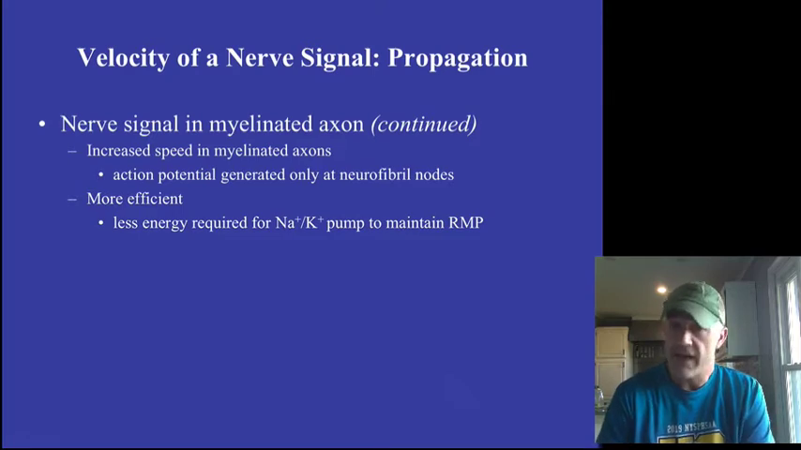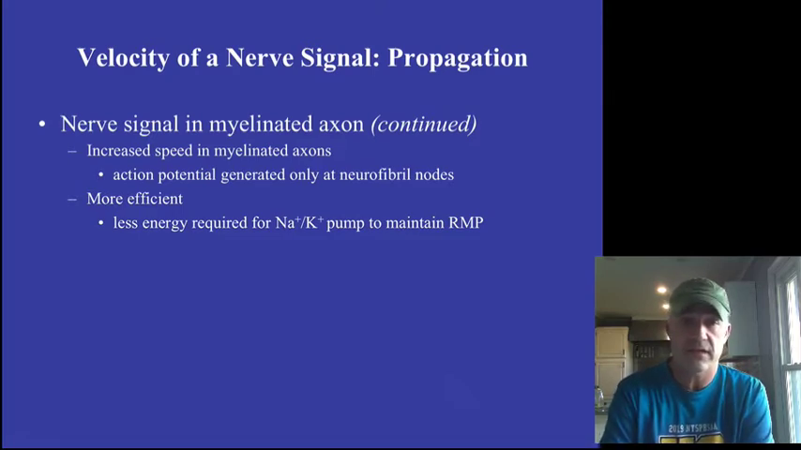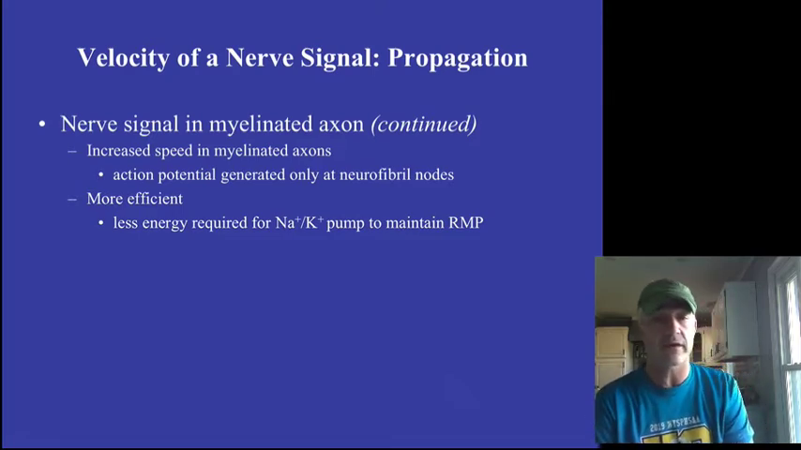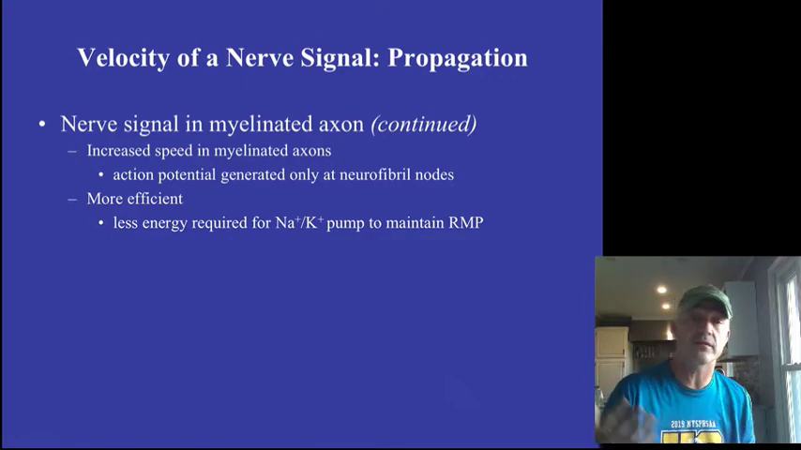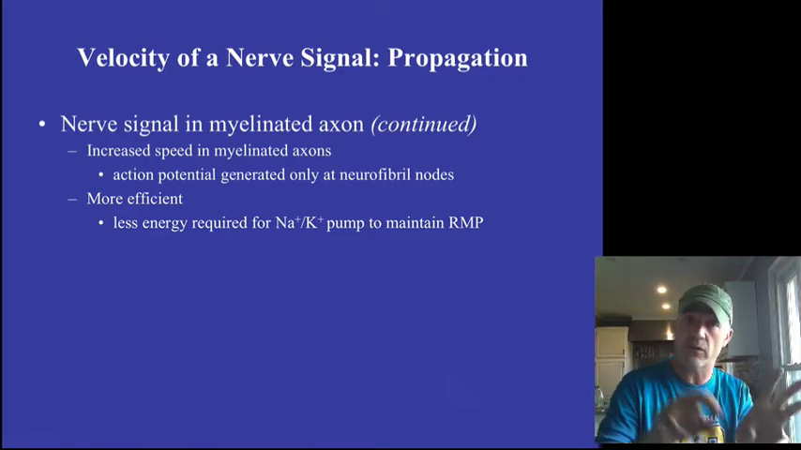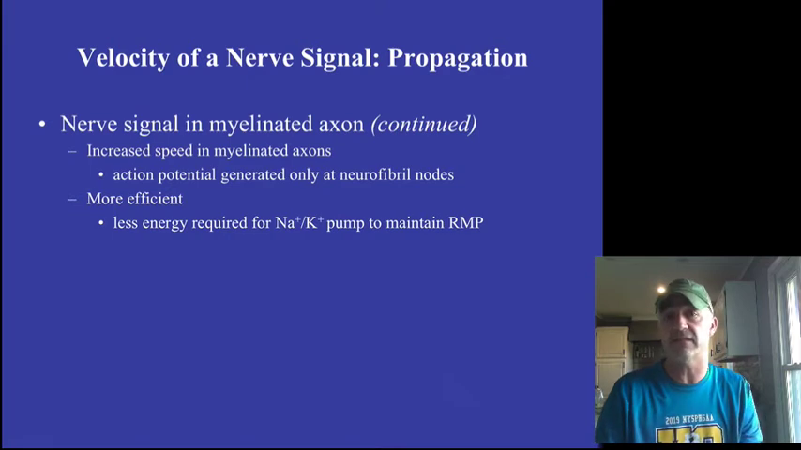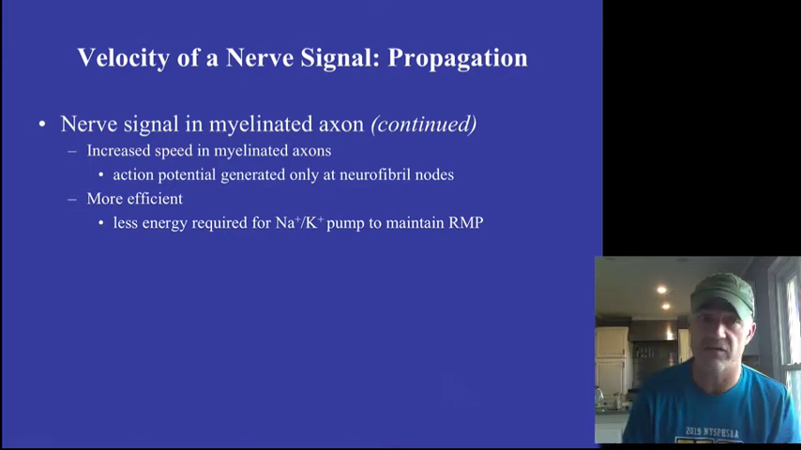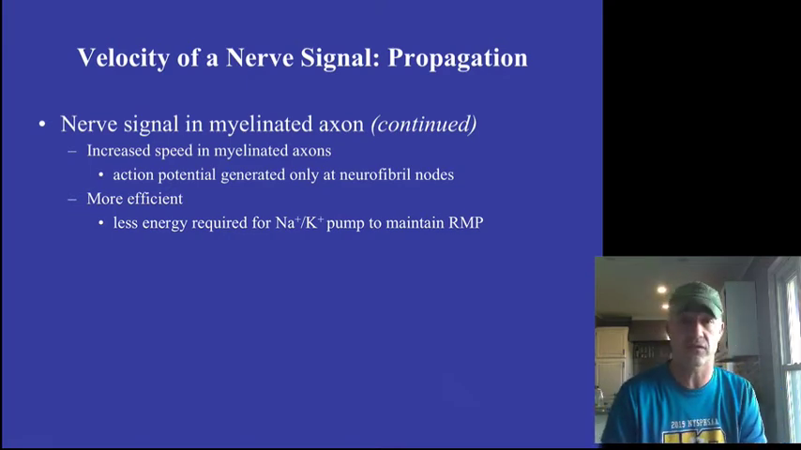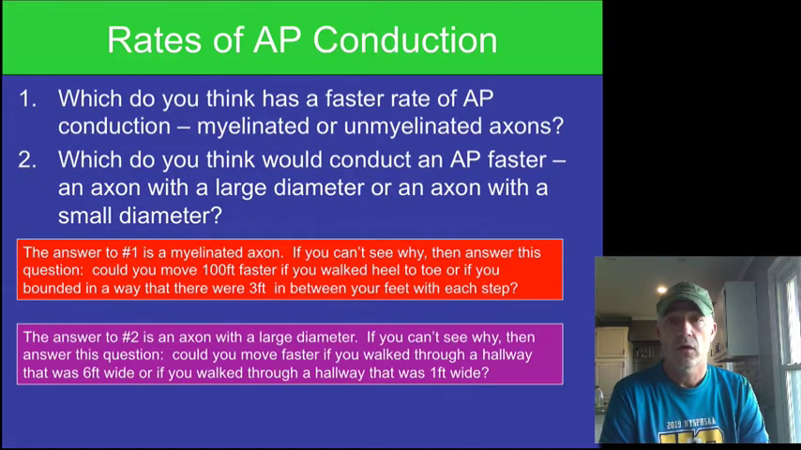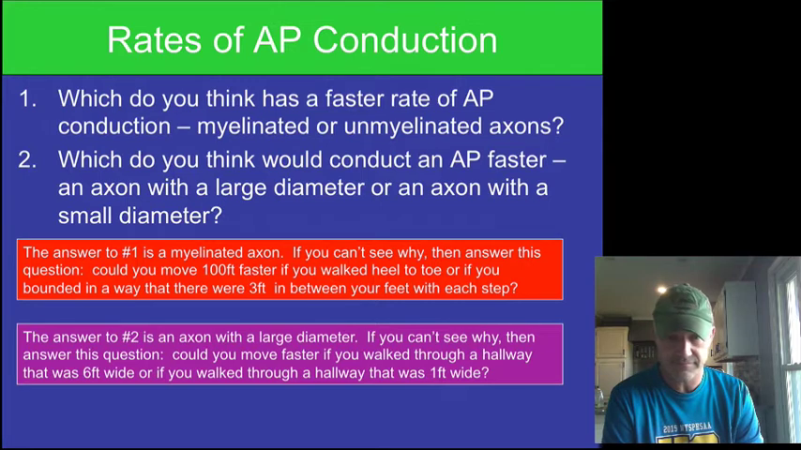So again, faster speeds on these ones, and again, more efficient in that it doesn't require as much energy to repolarize all this membrane. You only have to repolarize in these nodes. It's the only spot that's depolarizing. So it's actually more efficient in terms of energy usage for those neurons. So myelinated axons, again, definitely going faster than that.